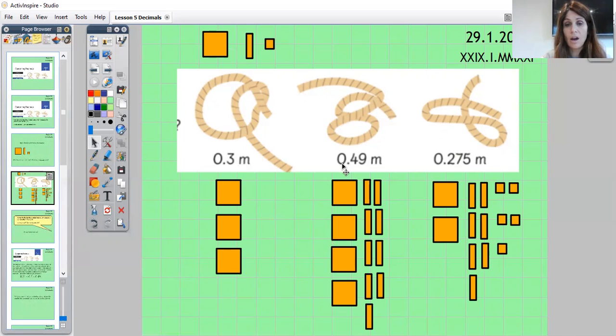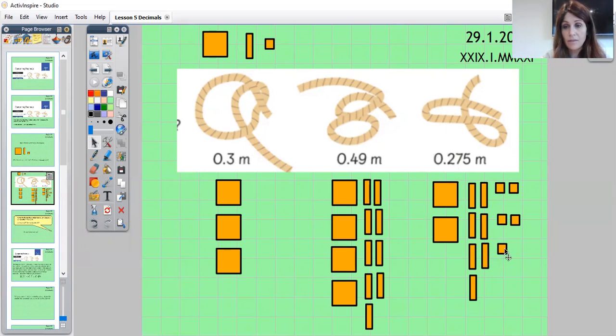If there's nothing in the whole numbers, in the ones, then we move to the next column to the right. The next column is the tenths, and we look to see which digit is the largest: 0.3, 0.4 and 0.2. We know that 4 is the largest out of those three digits, 3, 4 and 2.